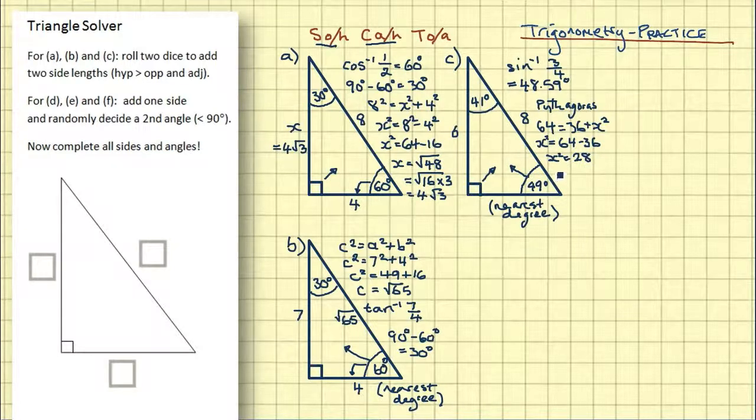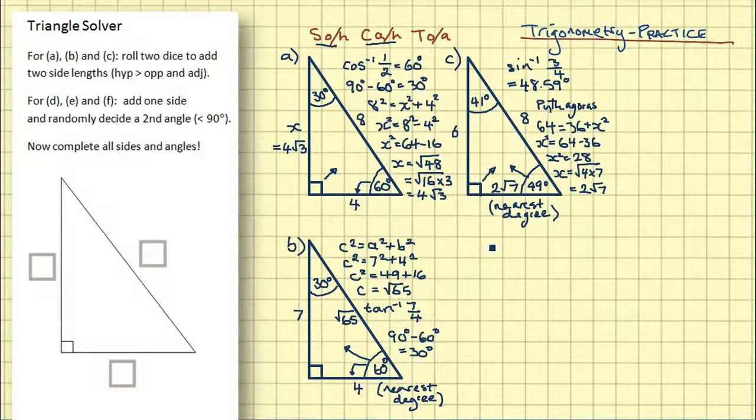So now I take my square root. Well, if I think of 28 as 4 times 7, so I can say it's the square root of 4 times 7, then x equals 2 root 7. So I can fill in my missing side. Let's put it inside the triangle. 2 root 7.